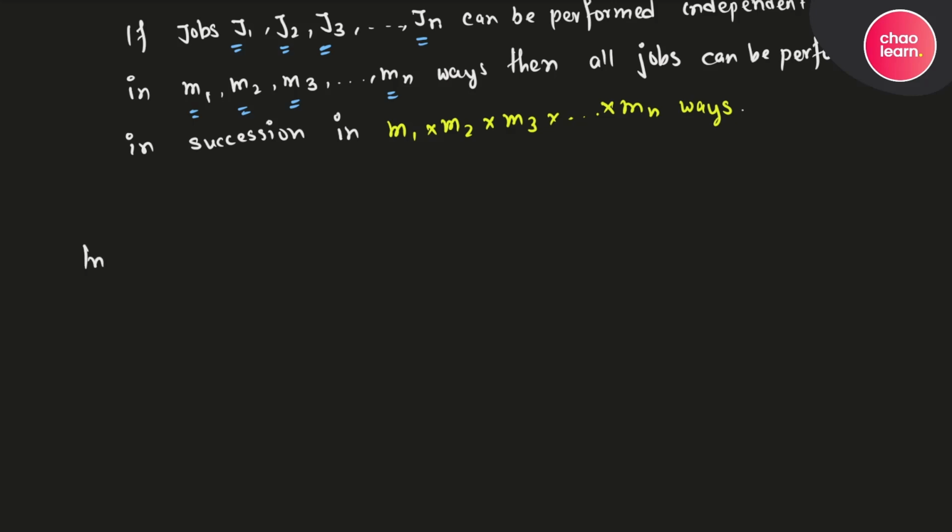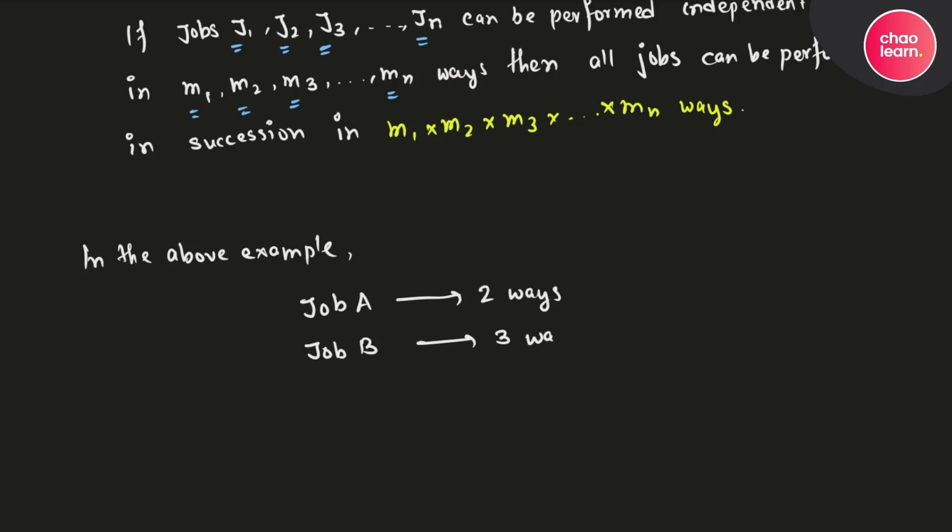So in the above example, we had two jobs, right? We had two jobs. Job A, which could be completed in two ways, and job B, which could be completed in three ways, right?